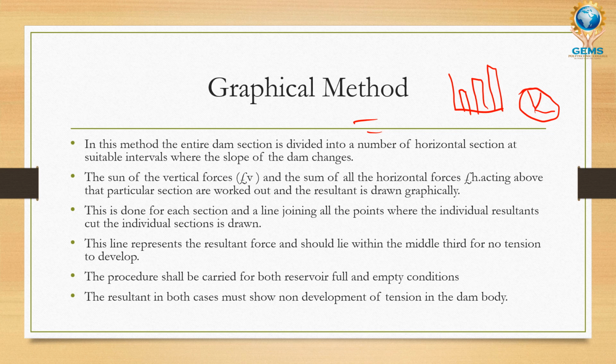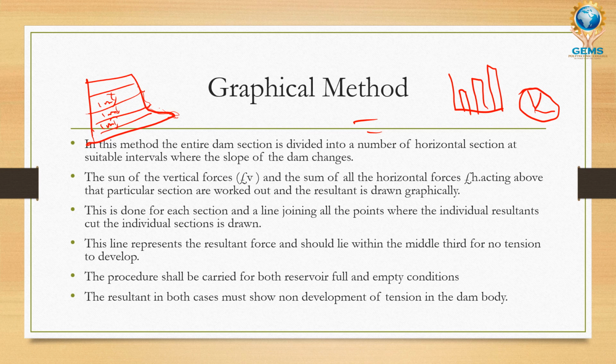In this method, the entire dam section is divided into a number of horizontal sections. If you are considering a dam like this, a gravity dam, you consider horizontal sections in the dam like this. At suitable intervals, you have to keep 1 meter or 2 meter intervals between each of the horizontal sections, and also where the slope of the dam changes. If you see this dam, it has a sloping portion here, and its slope changes from here, inclined at about 45 degrees.